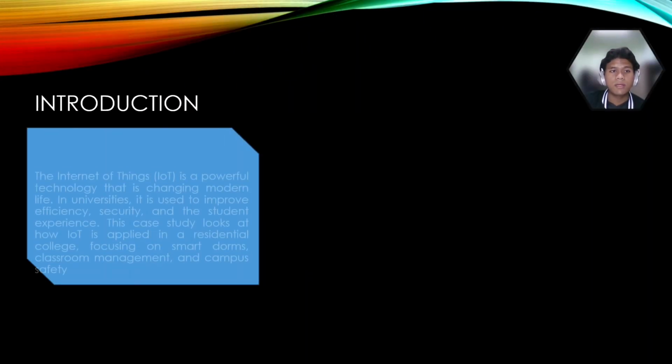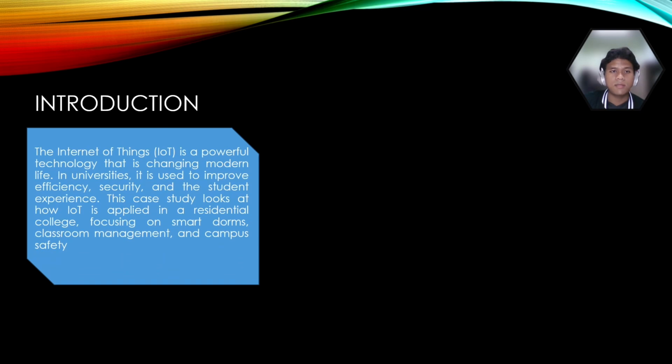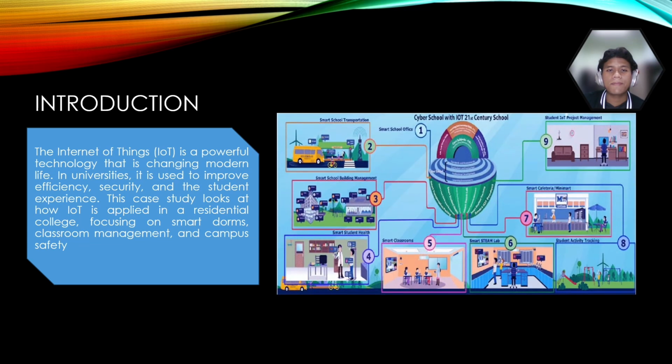So here's a little bit of introduction. The Internet of Things is a powerful technology that is changing modern life. In university, it is used to improve efficiency, security, and students' experience. This case study looks at how IoT is applied in a residential college, focusing on smart dorms, classroom management, and campus safety. So here you can see a diagram which shows how IoT is being applied in today's university facilities.